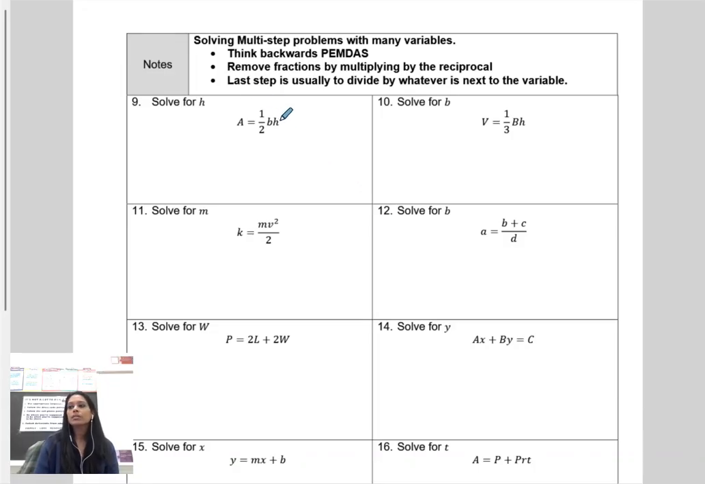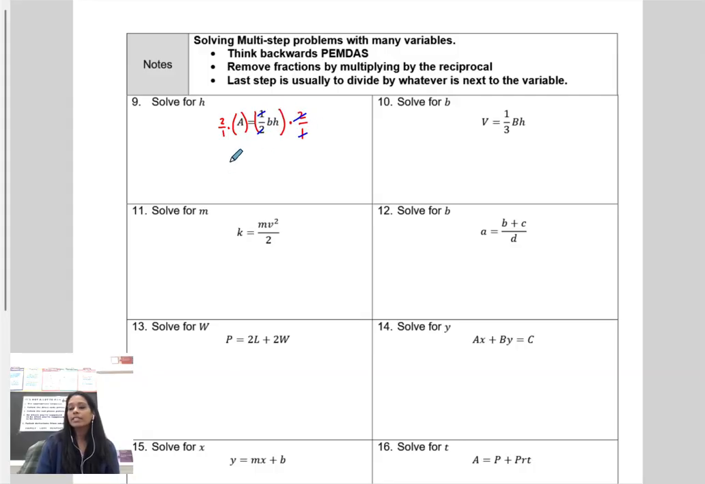All right, so for h, I need to solve for h. So I need to get rid of 1/2 and then b. Let's do it step by step here. First of all, to get rid of a fraction, we need to multiply both sides by the reciprocal. So I'm going to use parentheses because I'm multiplying a fraction. Parentheses just help us see that better. So I'm going to multiply by 2 over 1. 2 over 1 is just 2, right? So this is also 2 over 1. We're multiplying here. So that gets rid of just the fraction part, okay?